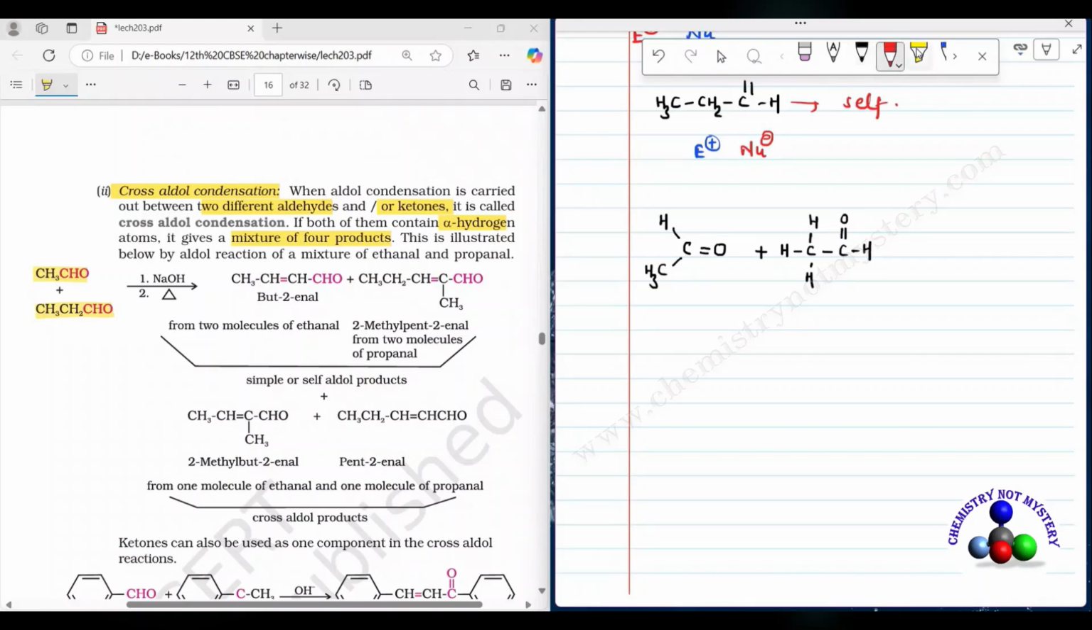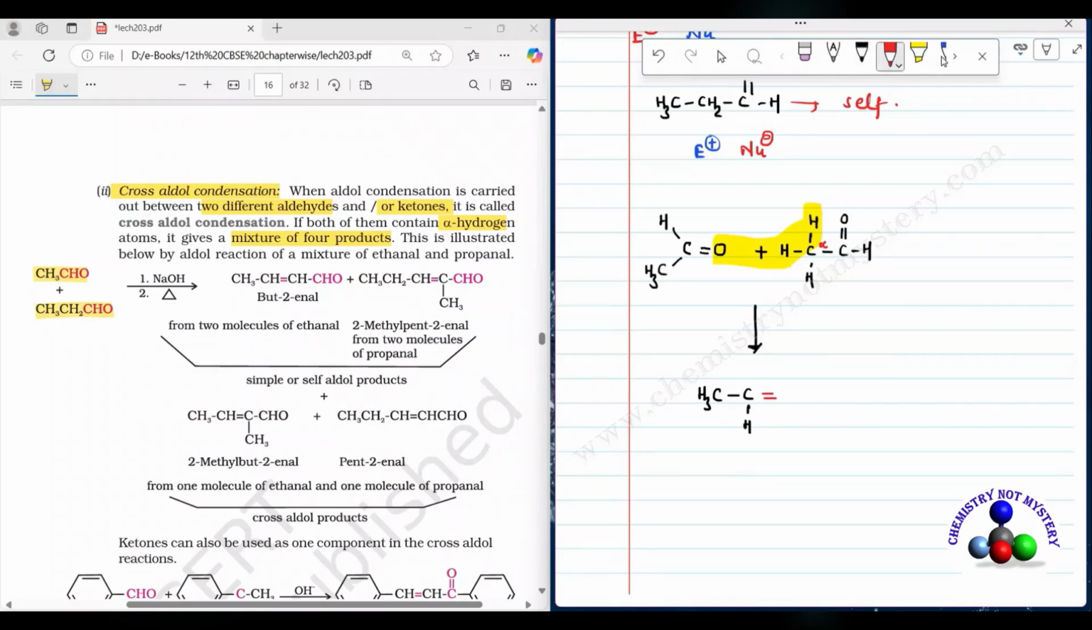Now remove the water molecule: O from one of the carbonyls and 2 hydrogens from the alpha carbon. That's how you have to remove 2 hydrogens from the alpha carbon of the other molecule. This is the alpha carbon of the other molecule, and this is the carbonyl oxygen of one of the molecules. Now write down the product of this reaction by joining the rest of the structure. So here you will get CH3C, this is bonded with H, and here you will get the double bond.